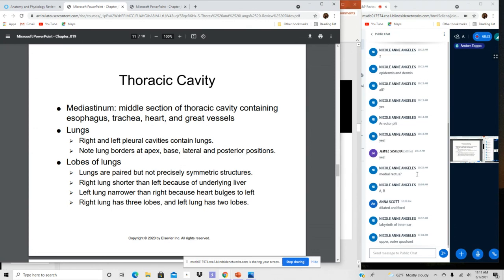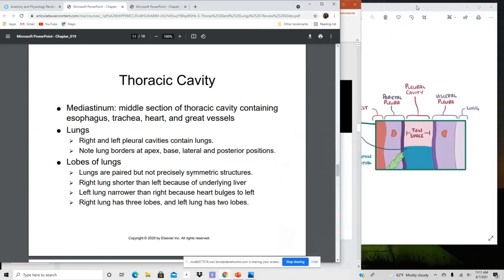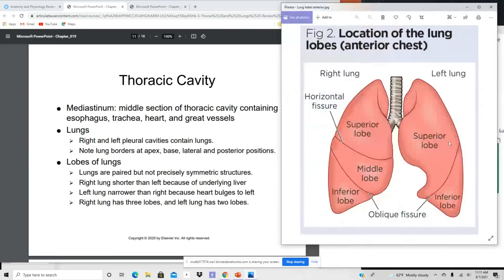So I have a picture that I found that I just want to show you guys really quickly that shows the lobes of the lungs. So remember, the right lung is shorter than the left because the liver is over here. And the left lung is a little bit more narrow because if you see this bulge here, that's where the heart is. So the left is more narrow because of the heart, and the right is a little bit shorter than the left because of the liver. So here, the right has 3 lobes and the left has 2 lobes. So remember, left has less. L equals less.